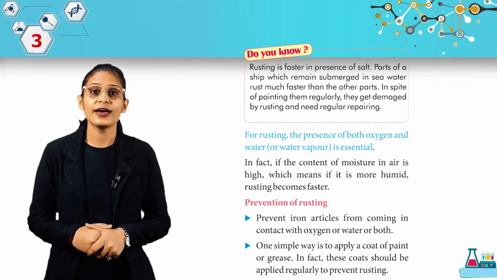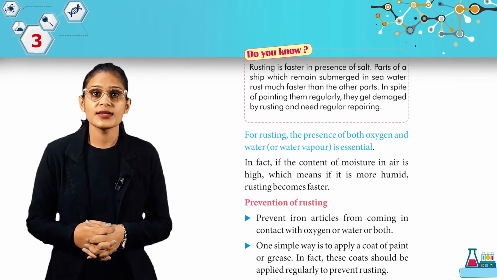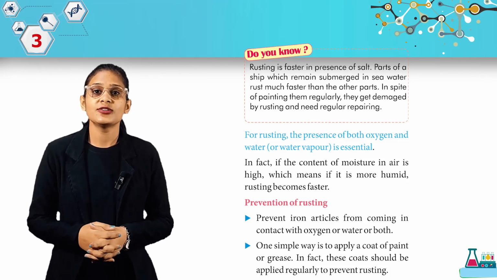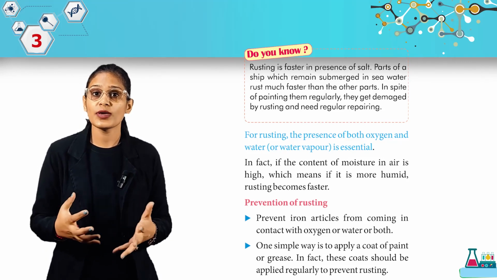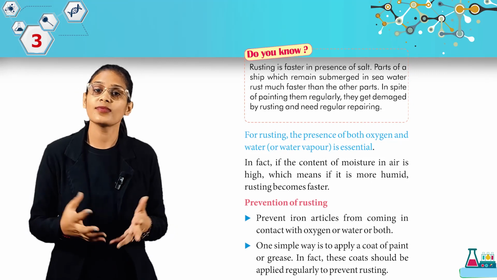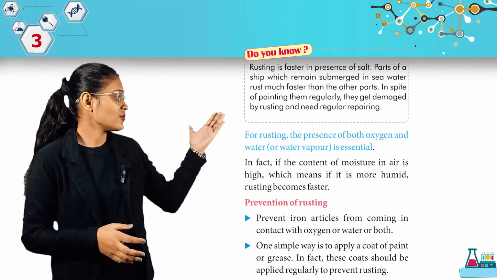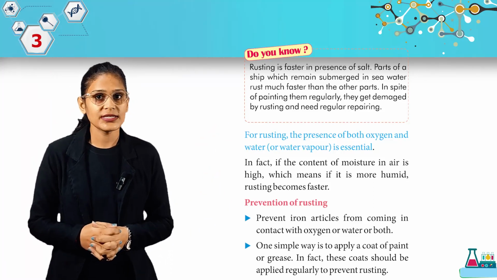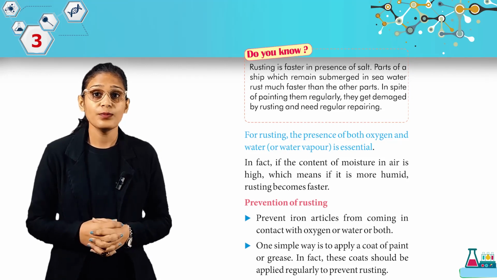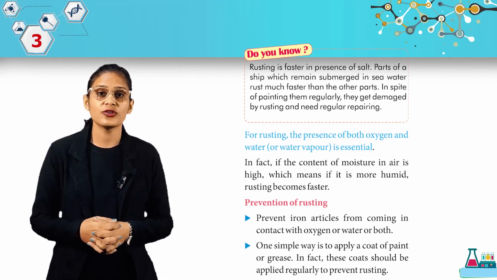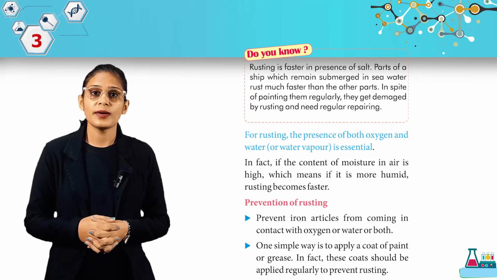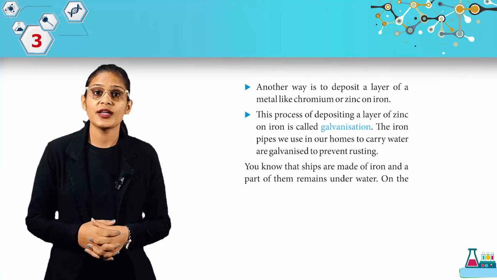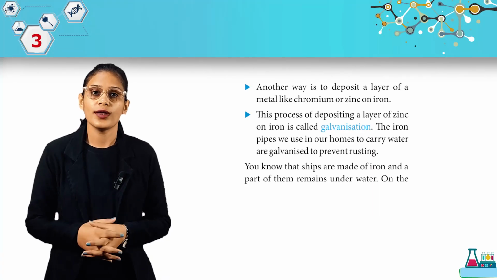Get it? Now we have, for rusting, the presence of both oxygen and water or water vapor is essential. In fact, if the content of moisture in air is high, which means if it is more humid, rusting becomes faster. Now, prevention of rusting. Prevent iron articles from coming in contact with oxygen or water or both. One simple way is to apply a coat of paint or grease. In fact, these coats should be applied regularly to prevent rusting. Another way is to deposit a layer of metal like chromium or zinc on iron.